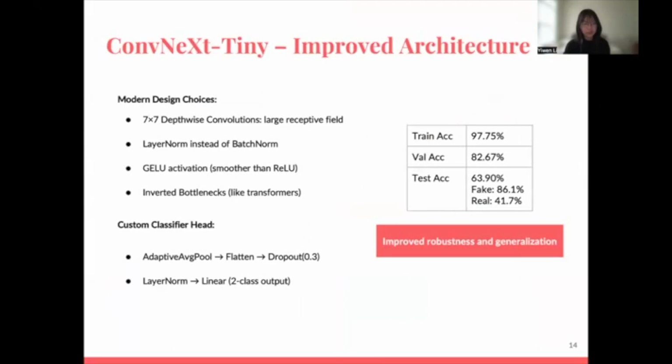To improve generalization, we adopt ConvNeXt, a modern convolutional network inspired by transformer design. It retained the efficiency of CNNs but incorporates innovations like depth-wise convolutions and inverted bottlenecks. We also customized the classifier head by adding dropouts and layer norm before the final linear layer. This model outperformed the baseline across the board. It achieved 83% validation accuracy and 64% on the test set. Compared to ResNet-50, it improved real image accuracy from 33% to nearly 42%. While class imbalance remained, ConvNeXt clearly offers better generalization and robustness.